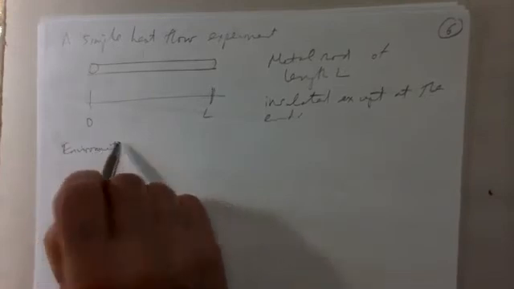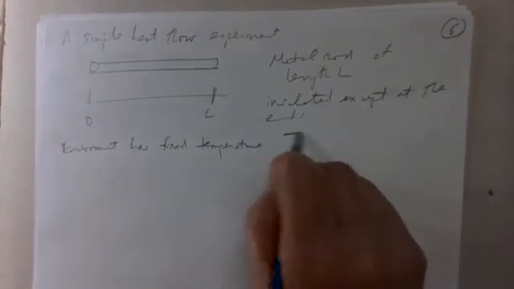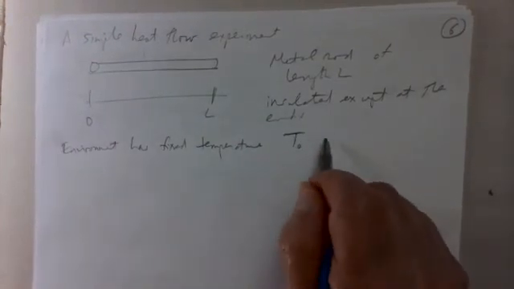It's as if you wrap the rod in something, so no heat can go in or out, except at the ends. And we put this rod in an environment where the temperature is fixed. So the environment that we start with has a fixed temperature of T0 degrees centigrade.